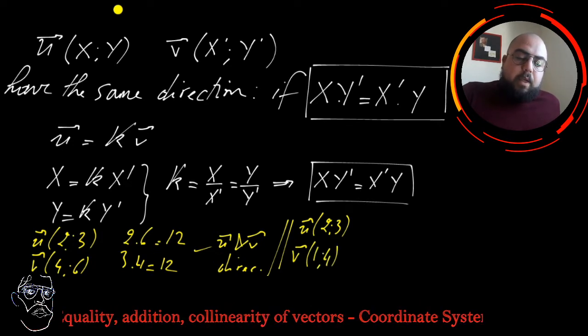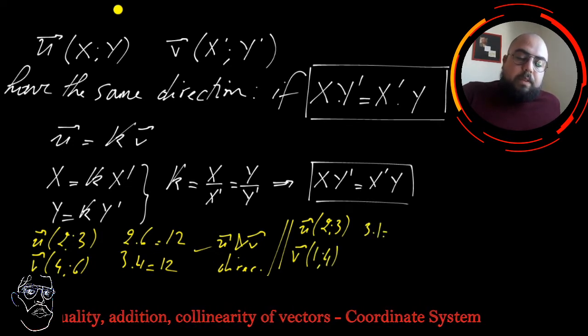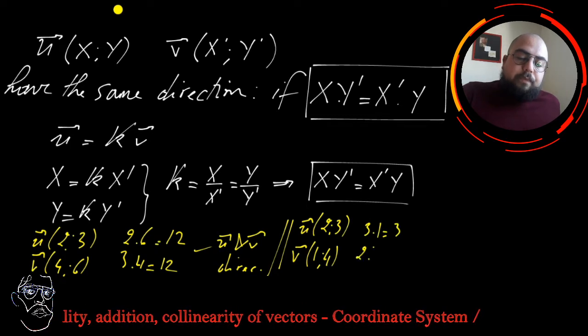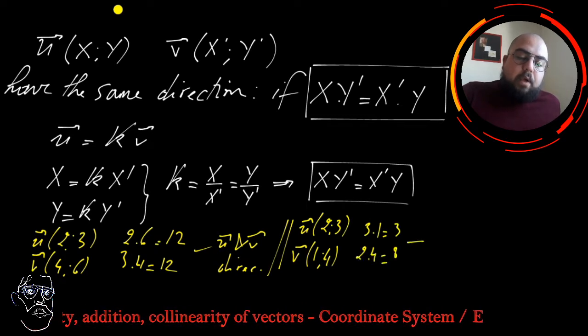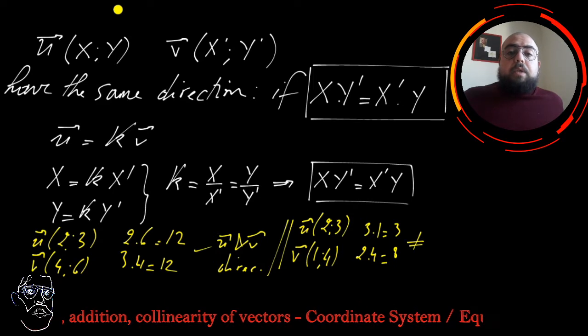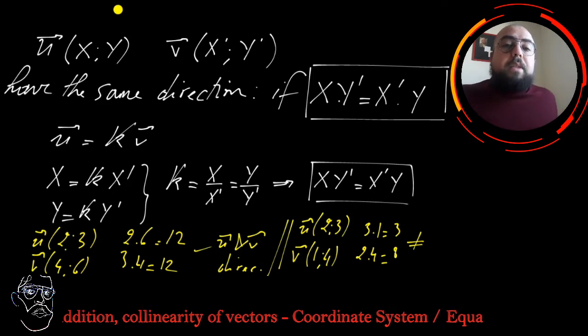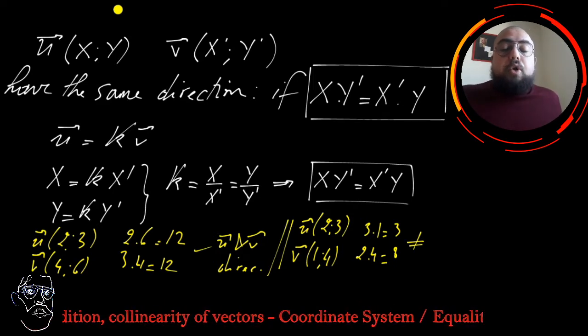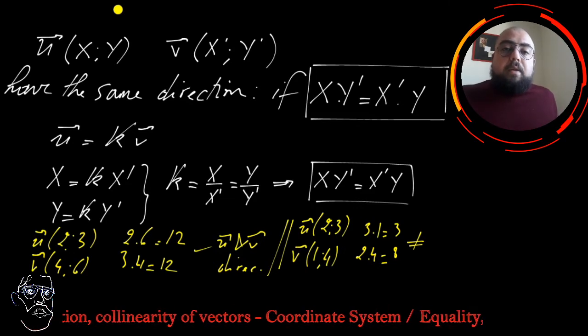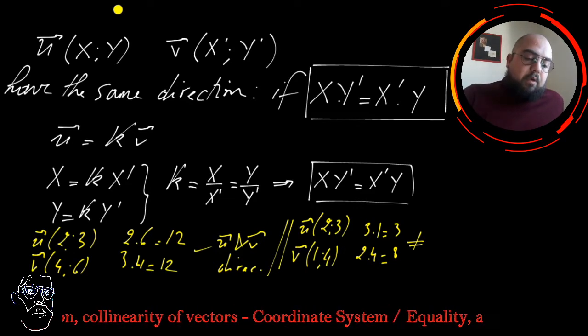Now, in this case, you will have 3 times 1 is 3, 2 times 4 is 8, so they have different values. x times y prime is not equal to x prime times y, so I cannot say that these two vectors have the same direction.